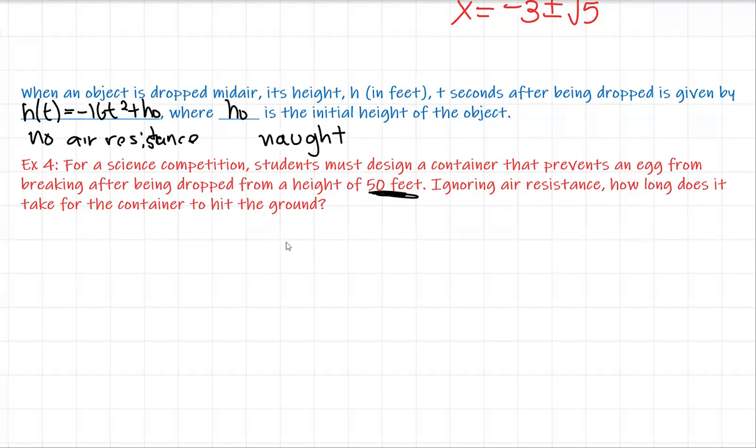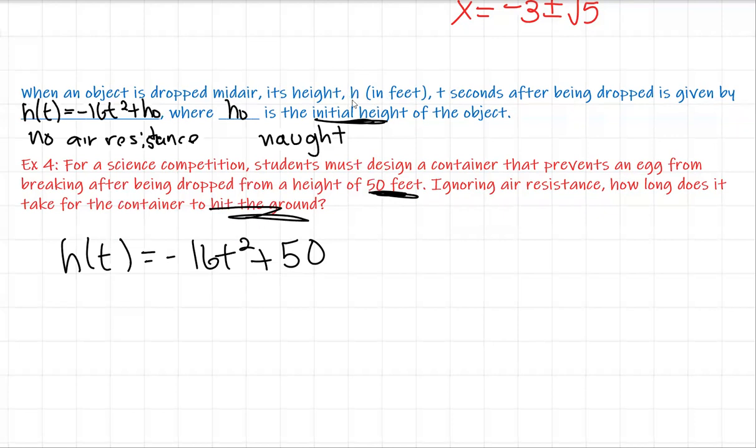How long does it take for the container to hit the ground? Let's use that function. h(t) = -16t^2 + h0, our initial height. What's our initial height? 50 feet, so I can immediately replace it with 50. We're figuring out how long it takes to hit the ground. If h is height, what do I substitute for h(t)? On the ground, my height is 0. So 0 is equal to -16t^2 + 50.